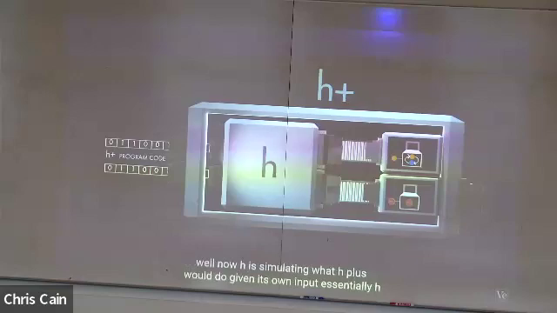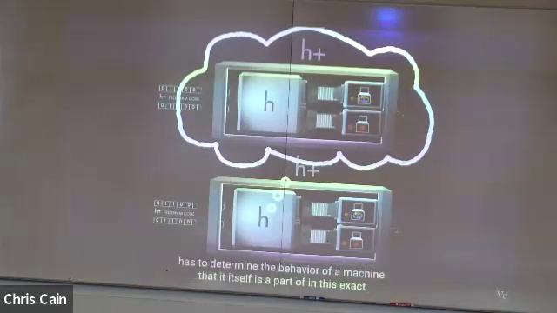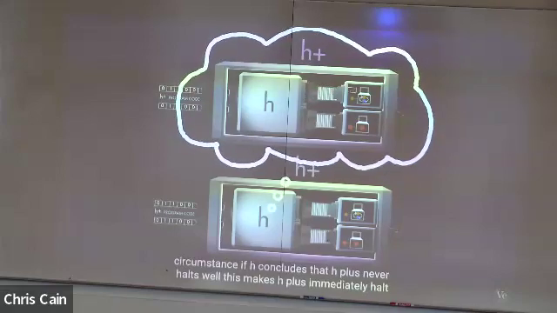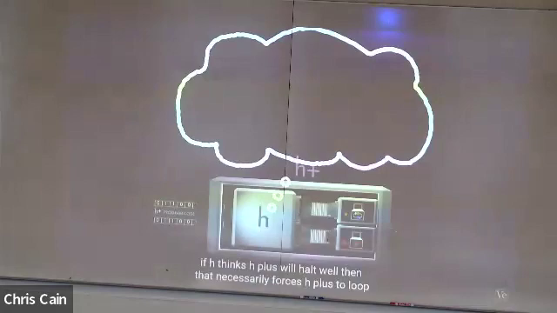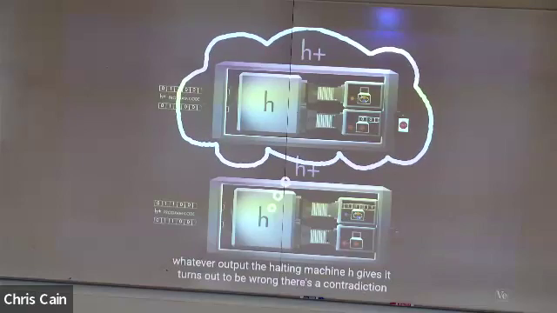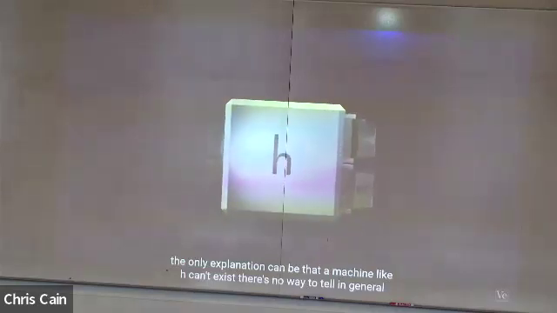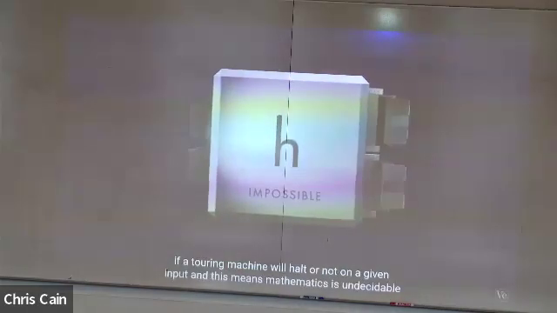Well, now H is simulating what H plus would do given its own input. Essentially, H has to determine the behavior of a machine that it itself is a part of in this exact circumstance. If H concludes that H plus never halts, well, this makes H plus immediately halt. If H thinks H plus will halt, then that necessarily forces H plus to loop. Whatever output the halting machine H gives, it turns out to be wrong. There's a contradiction. The only explanation can be that a machine like H can't exist. There's no way to tell in general if a Turing machine will halt or not on a given input.